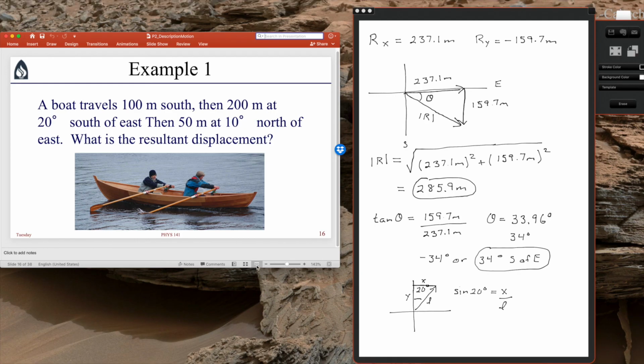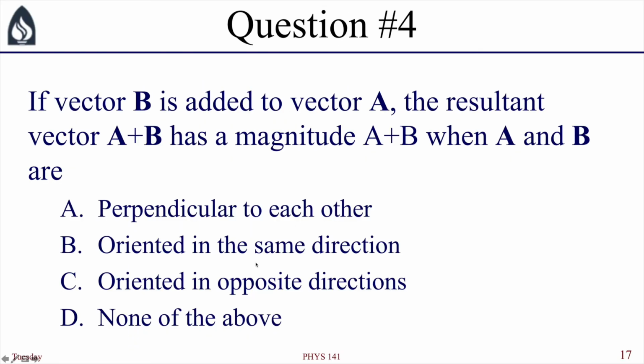Okay, so let's look at a couple of questions. In this first question, if vector b is added to vector a, the resultant vector, a plus b, has a magnitude a plus b when a and b are, and we have some options here. So what this question is asking is, when is it okay to add together the magnitudes of the two vectors? If I know the magnitude of a and the magnitude of b, when can I just add those magnitudes or lengths together to find the length of the vector sum? What orientation do a and b need with respect to each other?